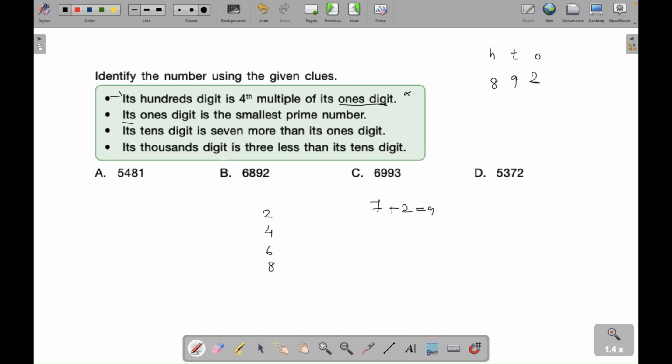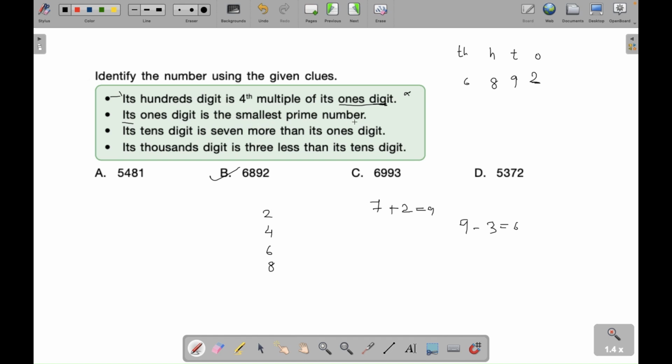Then it says its thousands digit, so it also has a thousands digit. I'll write one place for that as well. Its thousands digit is 3 less than its tens digit. What is the tens digit? 9. What is 3 less than 9? It is 6. We subtract 3 from 9, so we get 6. So the answer should be 6892, right? Which is B.